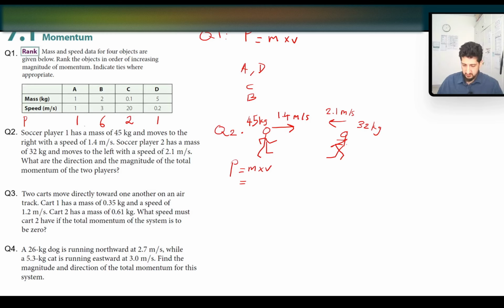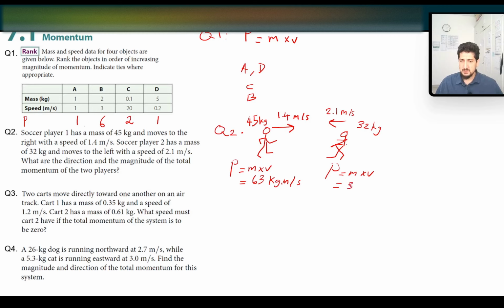So let's have a look. 1.4 times 45. So the momentum for that one is going to be 63 kg meters per second. And the momentum for that one is going to be P equals m times v. Now, I just want you to be careful with one thing here. They are going opposite directions, so I'm just going to give this a negative sign. I can give this one a negative sign. It's just that they have to be opposite to each other, because they are going opposite to each other.